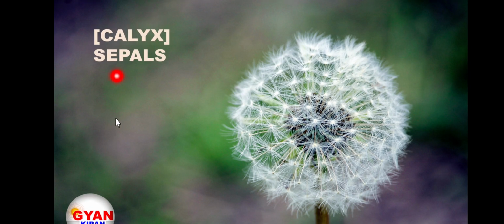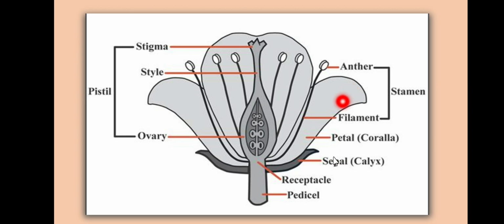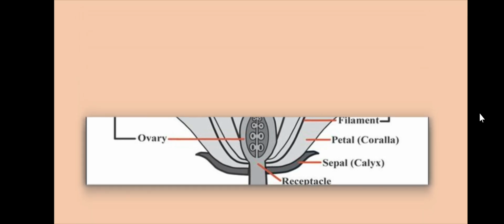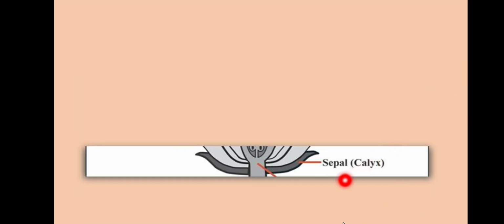Calyx. Let us consider the outermost whorl of the flower, that is calyx. Calyx contains sepals, and these sepals protect the internal reproductive structures of the flower. Calyx is the outermost whorl of the flower, and it mainly contains sepals, and it protects the internal reproductive organs of the flower.